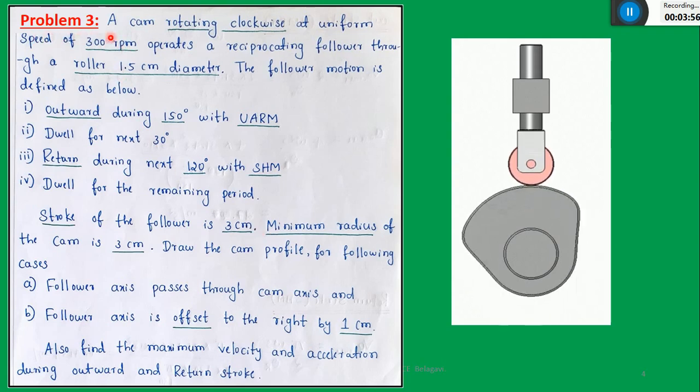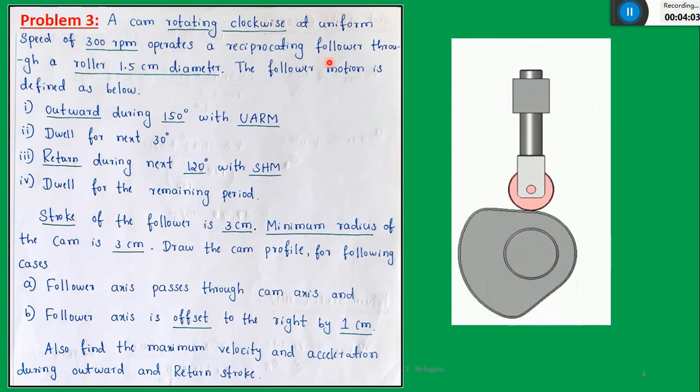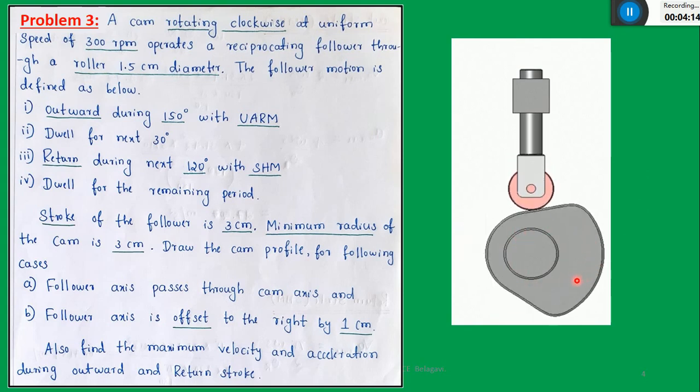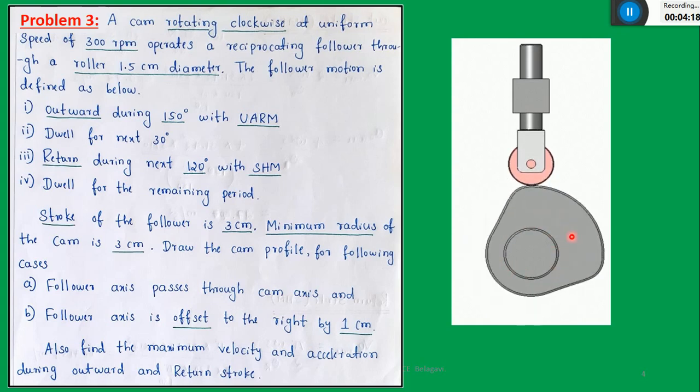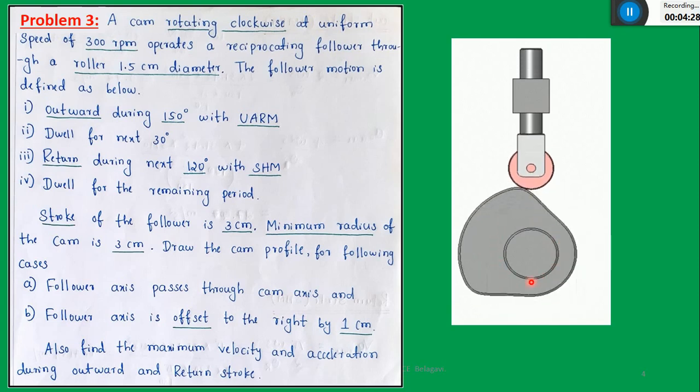Problem number 3. A cam rotating clockwise at a uniform speed of 300 rpm operates a reciprocating follower through a roller 1.5 centimeter diameter. You can see here the cam is rotating in a clockwise direction with uniform speed, and the speed of the cam is given as 300 rpm, meaning 300 revolutions per minute. It is uniform, it is constant, there is no variation.